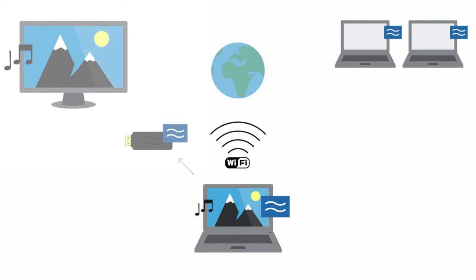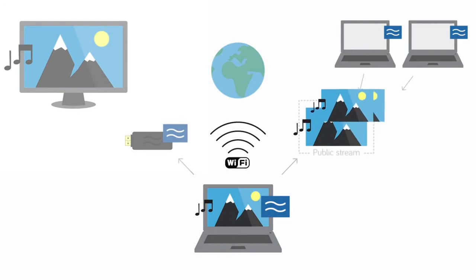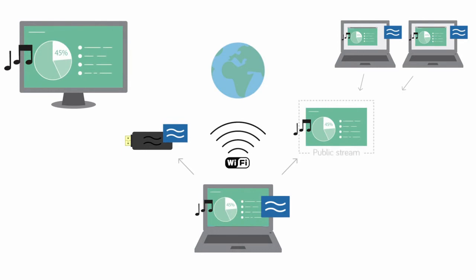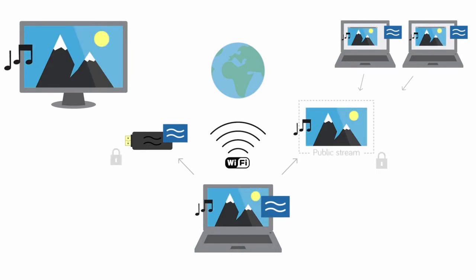From your PC, you start what we call a public stream, which is a mirror of your screen and sound. PCs on your local network can connect to this stream, which opens up in a new window on their PCs. All this is possible at the same time, and you can of course password protect both Airtame and your public stream. And we of course do not interfere with your existing internet connection.